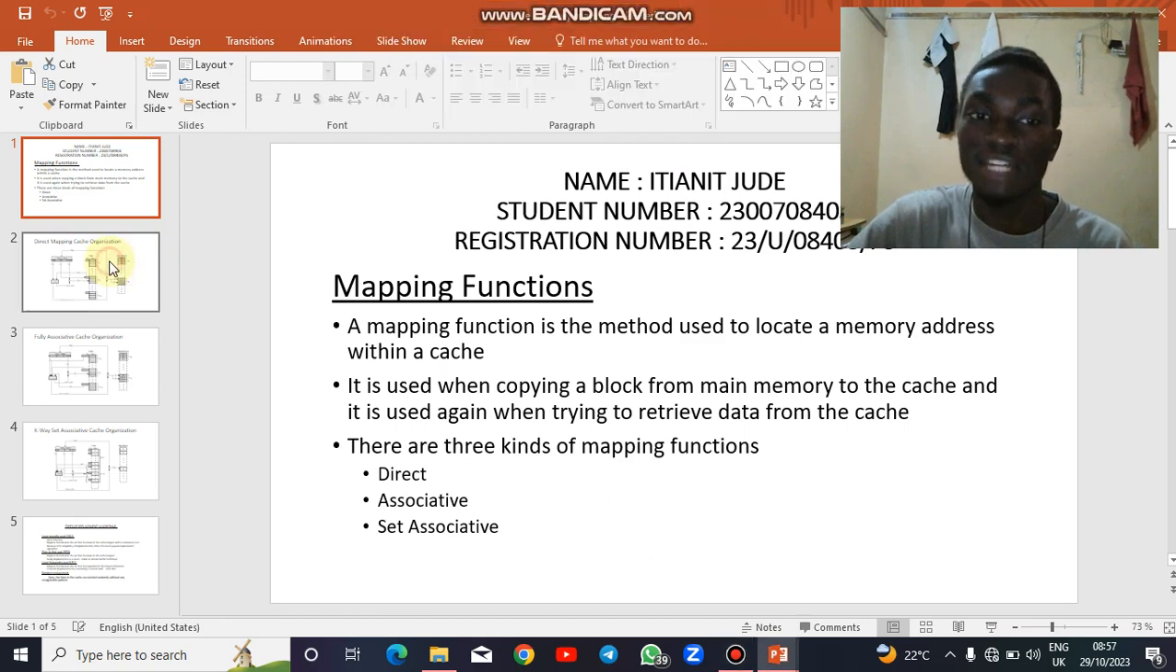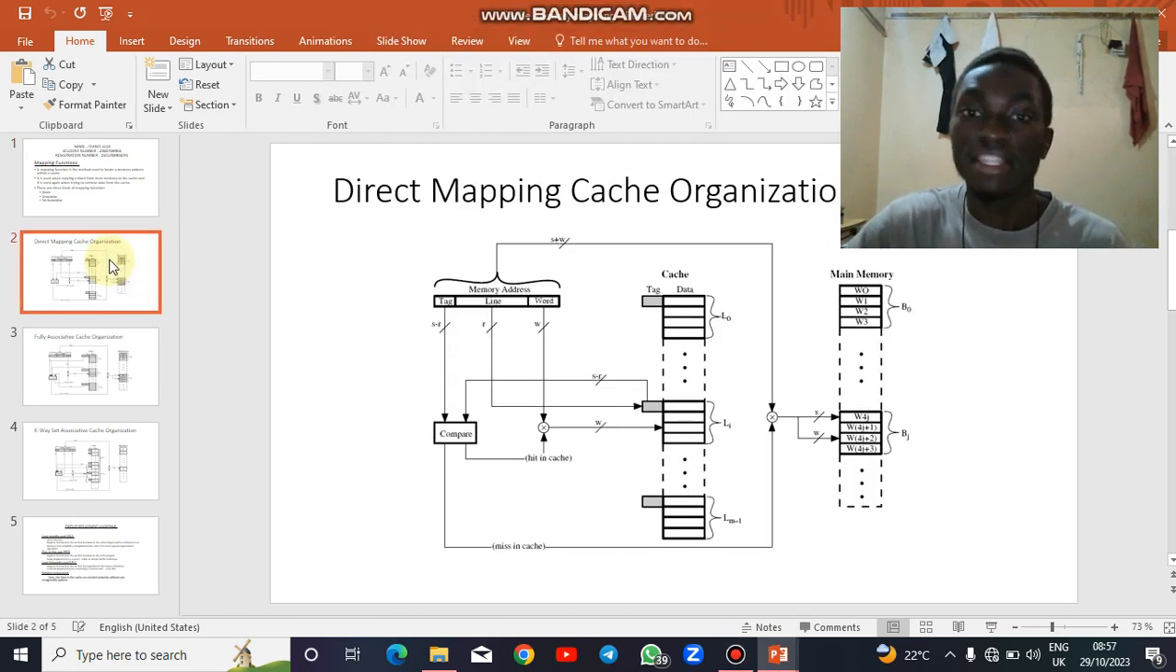So let me start with direct mapping. In direct mapping cache organization, the main memory is divided into blocks, whereas the cache is divided into lines. So the first block of data is mapped directly onto the first line of cache. The second block in the main memory is mapped into the second line of the cache, and so is the third and the fourth.